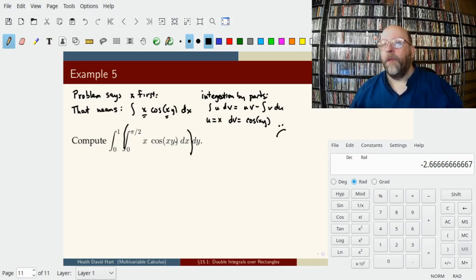But integration by parts, well, we can do that, but I don't want to do that if I don't have to. So even though the problem says to do x first, we know by Clairaut's theorem that as long as this function is continuous, and it is, because cosine is continuous and multiplying by x won't change that, then we can also do this in the other order. We can put the pi over 2 on the outside, 0 to 1 on the inside, x cosine of xy, with respect to y first, and then with respect to x.